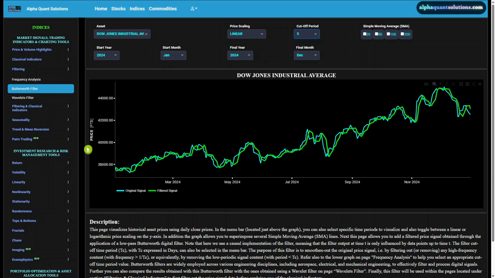And why is that? Because we have implemented a specific version of the frequency domain filter, which we call a causal version. It means that all data up to time t is being used to filter the data point at time t. So there is no look-ahead bias.